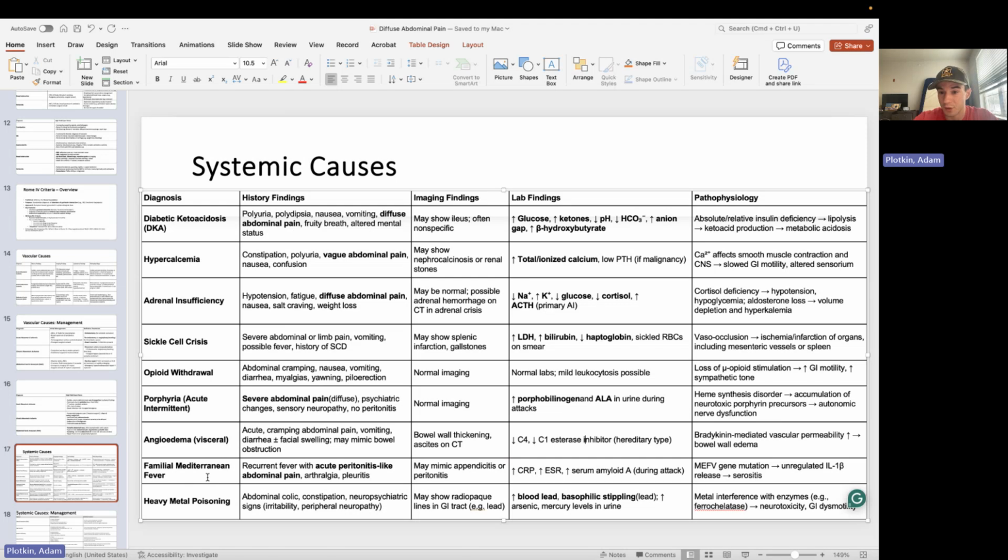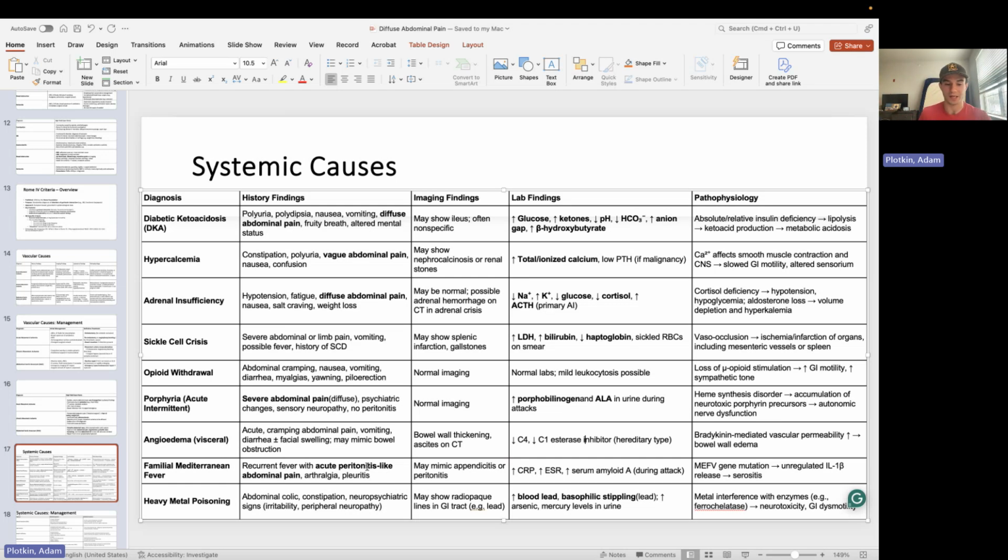Familial Mediterranean fever is one of my all-time favorites as well. You'll see a recurrent fever with acute peritonitis-like abdominal pain. You'll see arthritis and maybe even pleuritis. You're going to have these quotidian fevers, so they occur at the same time every day. Maybe you'll even see double quotidian. They have one in the morning, one at night. The abdominal pain and the pleuritis and the arthralgias always occur with the fevers. It's this classic autoinflammatory type pattern.